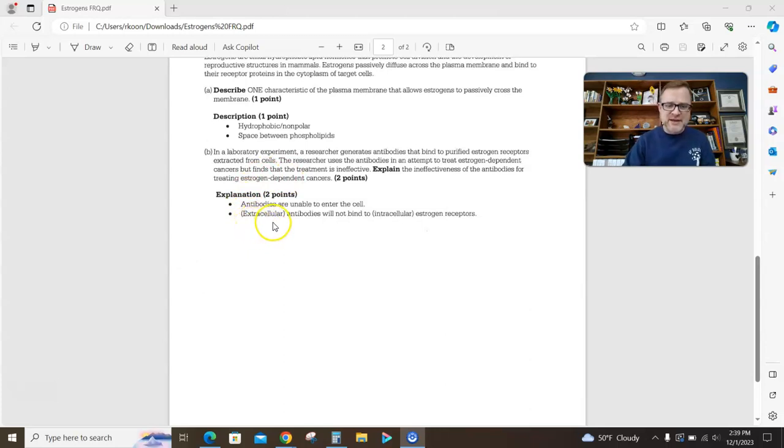And then the second thing you had to say is the extracellular antibodies will not bind to the intracellular estrogen receptors. So the receptors might bind to the antibodies in a test tube, but it doesn't work in the cell because the antibodies can't get into the cell, which is the first point, and therefore they can't bind to the receptors, which again are inside the cell.